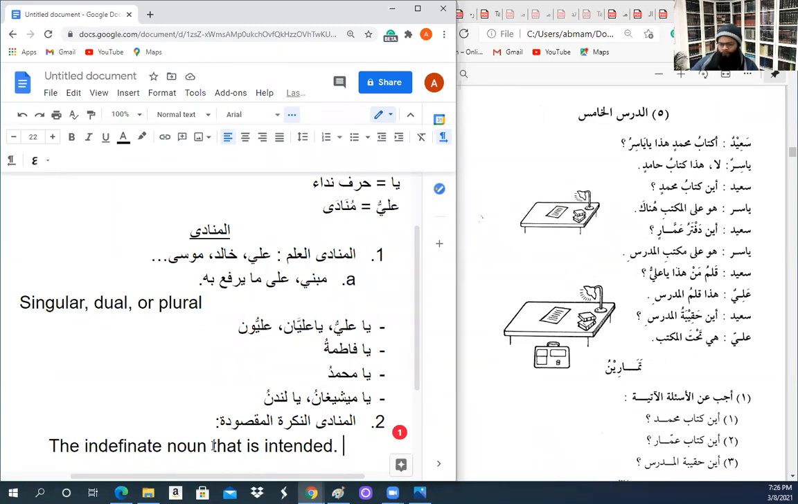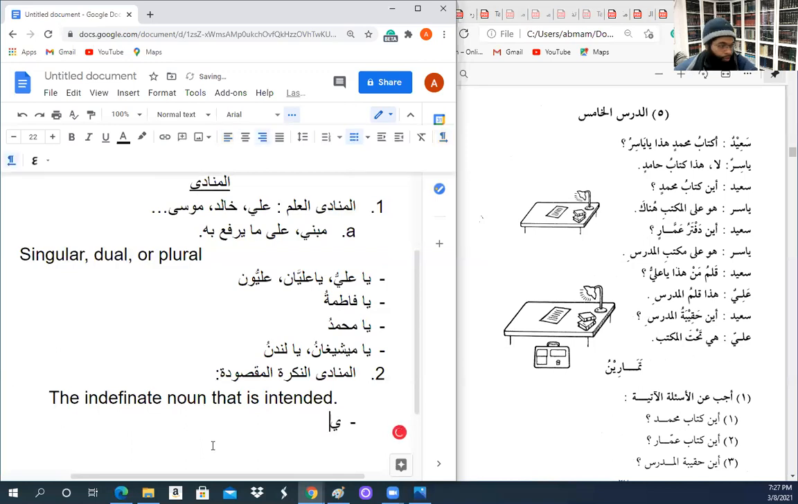Hey boy. Right? Look here, child. A specific child, even though the word child is indefinite. Okay? So an example would be Ya rajulu. Speaking about a specific person, a specific man. Right? Ya ra'i. Speaking about a specific sheep herder. Ya ra'i. Specific one.